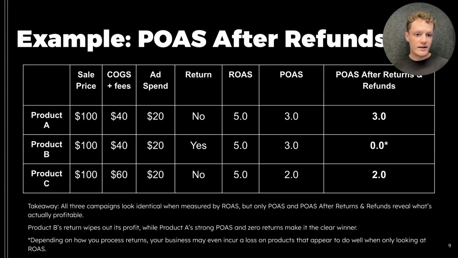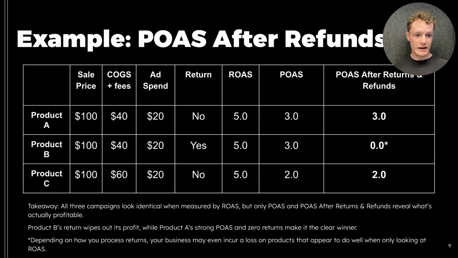Where this gets interesting, however, is when you look into the fact that B actually resulted in a return. So the $20 of ad spend resulted in a sale initially. The product was then refunded. The revenue from that sale refunded. The profit from that sale, of course, refunded, meaning that the profit on ad spend after returns and refunds for product B is 0.